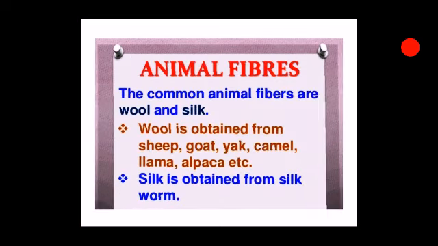Animal fibers. The common animal fibers are wool and silk. Wool is obtained from sheep, goat, yak, camel, llama, alpacas, etc. And silk is obtained from silkworm.